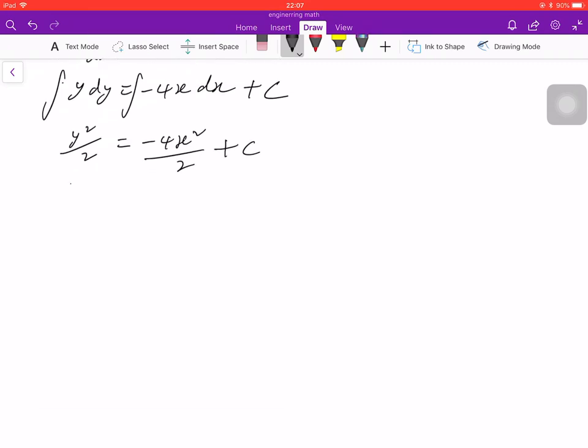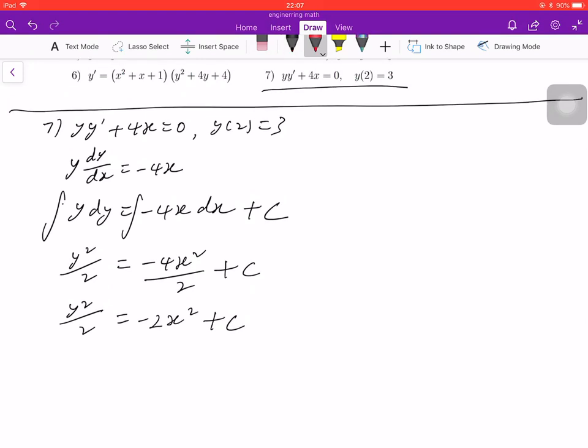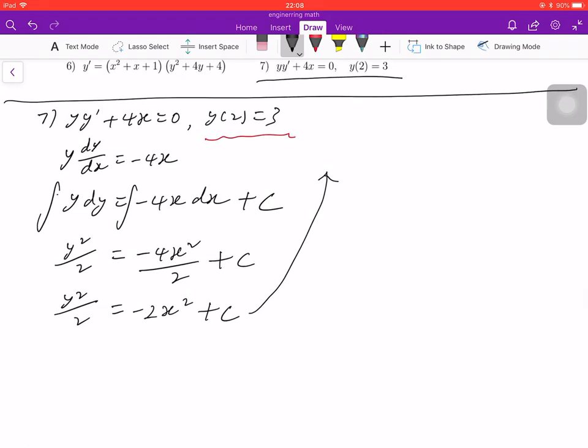Okay, now so y squared divided by 2 is equal to, 4 divided by 2, we get minus 2x squared plus c. Now given the initial conditions here, then we can do a substitution, y equal to 3 and x equal to 2, to find what is the c value. Okay, so we substitute here with y equal to 3.